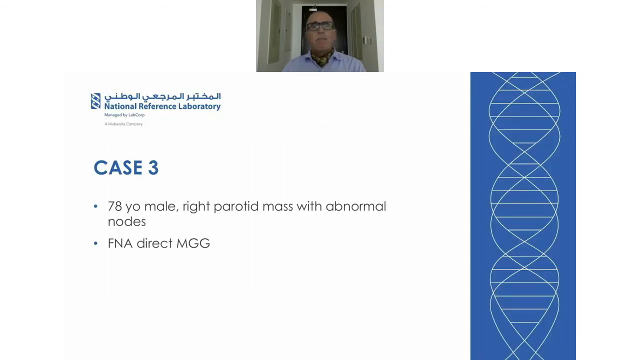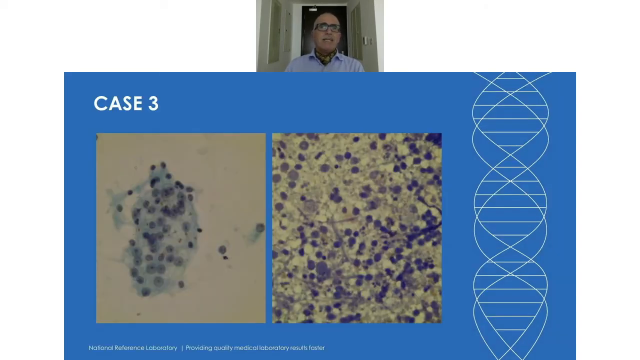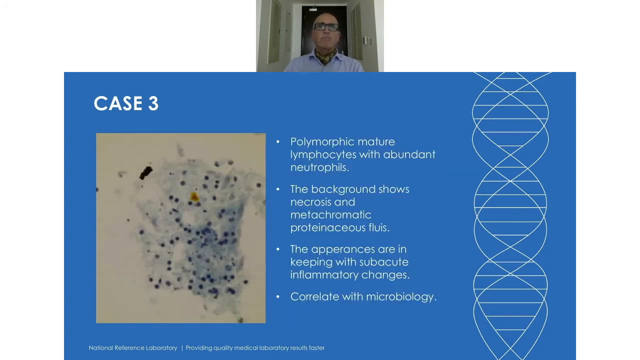Case number 3 is a 78-year-old male with a right parotid mass with abnormal nodes. The clinicians did a directed FNA. And this is the MGG, which you can see as a digital image. As you can see, there are lymphocytes in the back, but also some larger nuclei, which we couldn't really interpret. And there is a dirty background with chronic inflammation and some cystic debris as well.